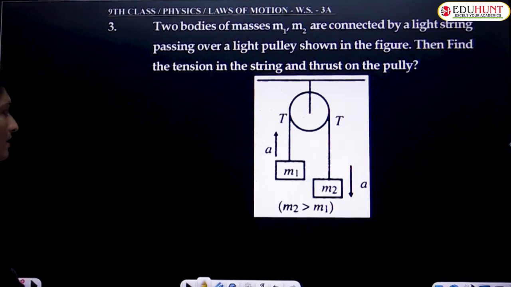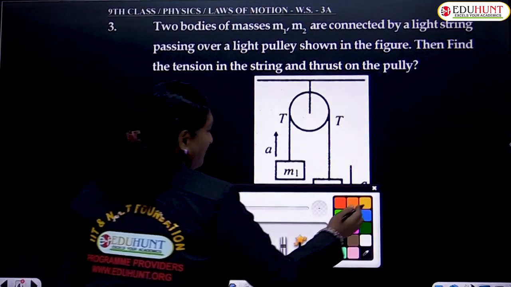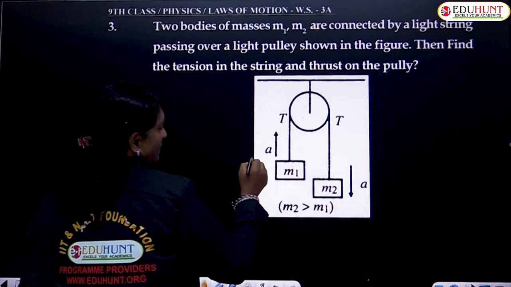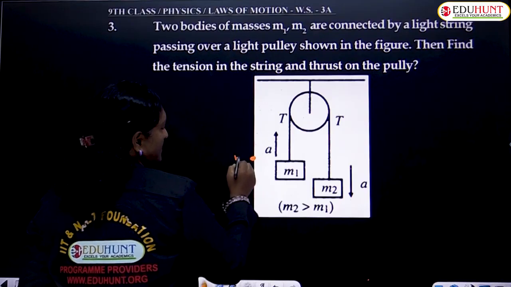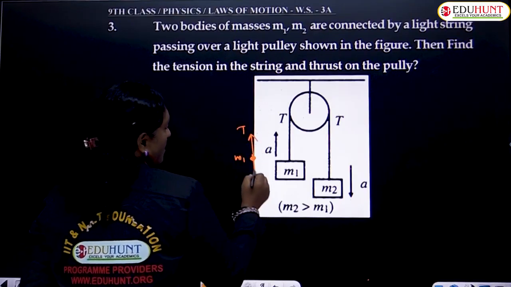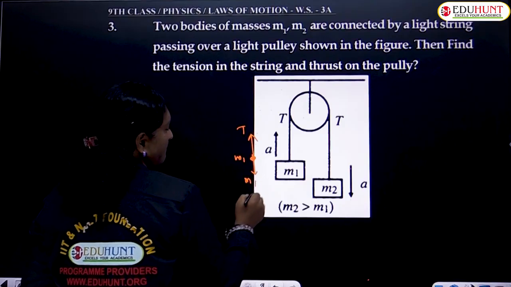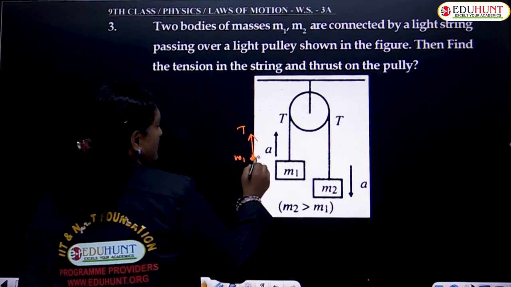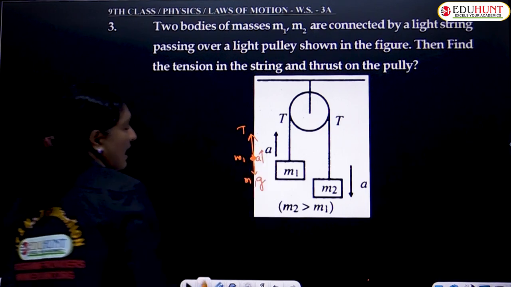So let us imagine the free body diagram for the first case. If you observe the free body diagram, this is M1, upward force is tension T, downward force is mass times g, so force means M1G, the weight of the body, and this is accelerating upwards.